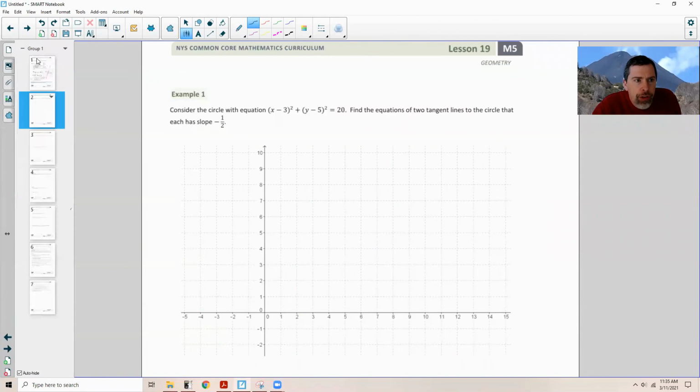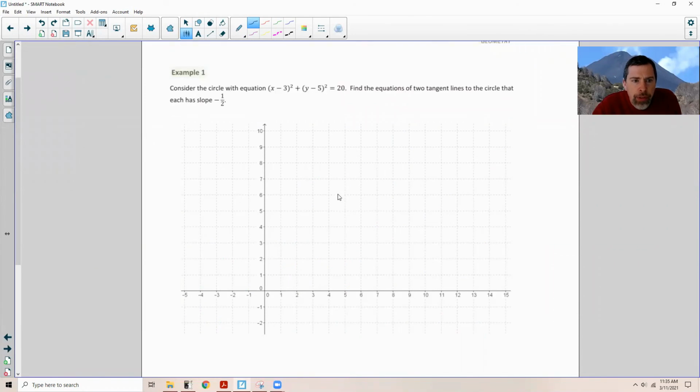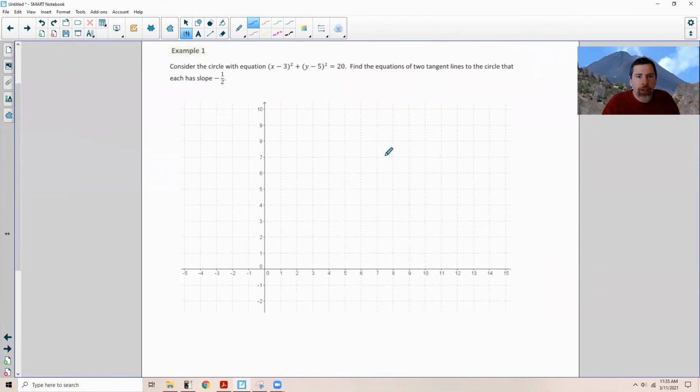Okay, page 2, example 1. Consider the circle with the equation (x - 3)^2 + (y - 5)^2 = 20. Find the equations of the two tangent lines to the circle that each has a slope of -1/2. Okay, this is a pretty challenging example, but just please try to follow along and stick with me, show some grit, and hopefully you'll understand at the end what just happened.